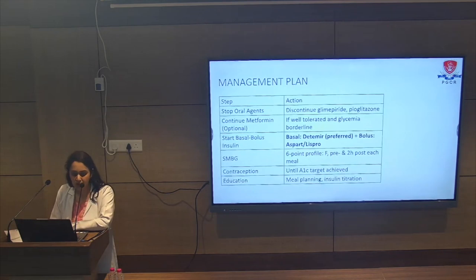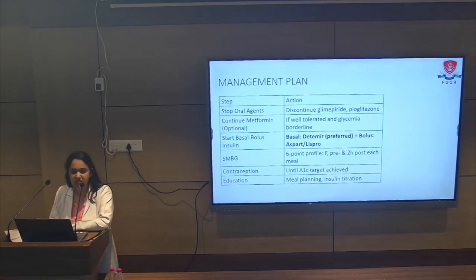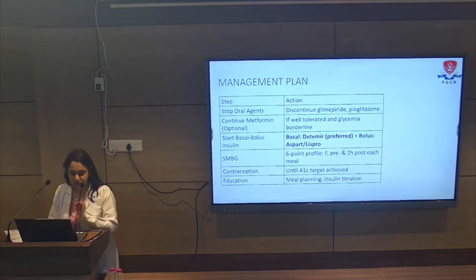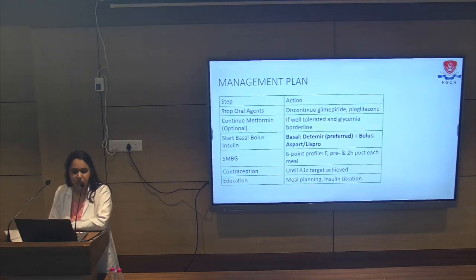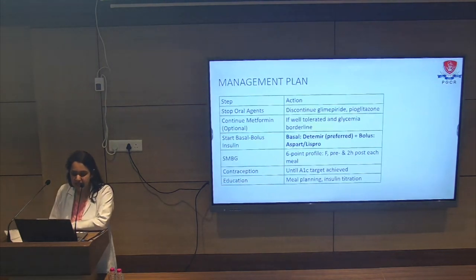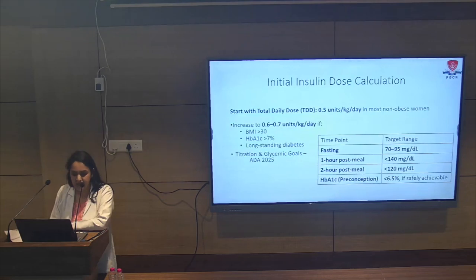So we will stop the oral anti-diabetic agents. We can continue metformin, which is optional, if it is well tolerated and glycemia is borderline. We start the patient on a basal bolus insulin regimen. We go for blood glucose monitoring 6 times per day: fasting, post-breakfast, pre-lunch, post-lunch, pre-dinner and post-dinner. And we educate the patient regarding meal planning and insulin titration.